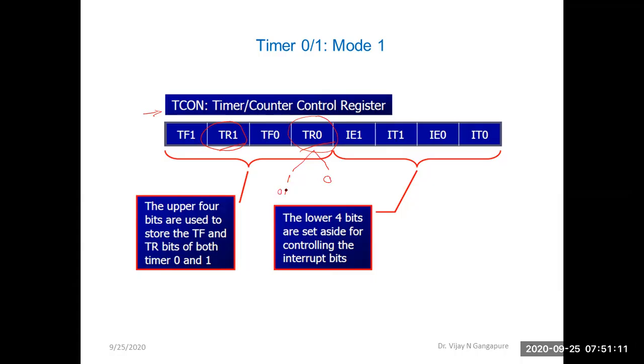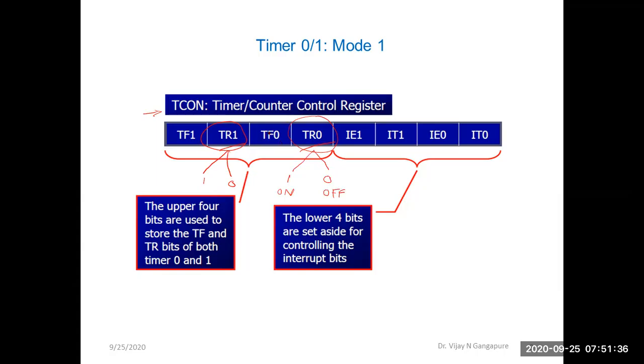That is the start of the timer. We can start the timer by making this bit 1, and we can stop the timer by making this bit 0. Similarly, this TR1 bit is used in case of timer 1. To turn on timer 1, we can make this bit 1. To turn off, we can make this bit 0.